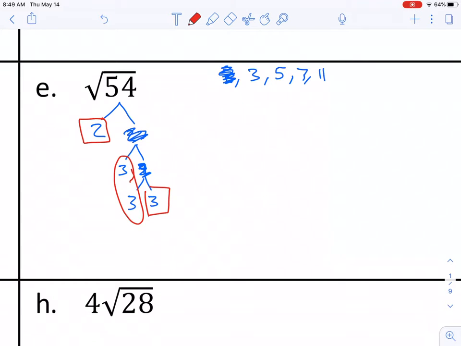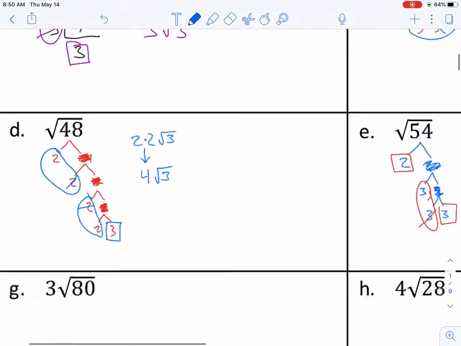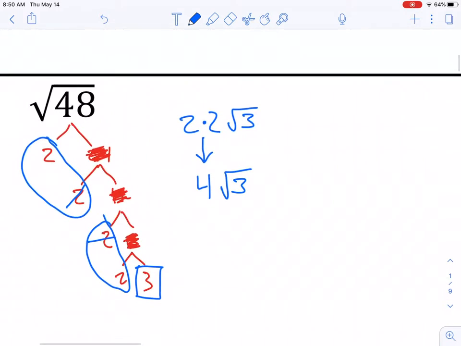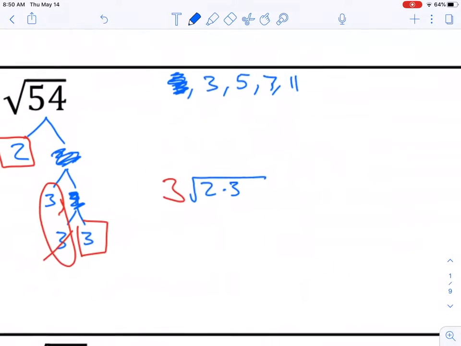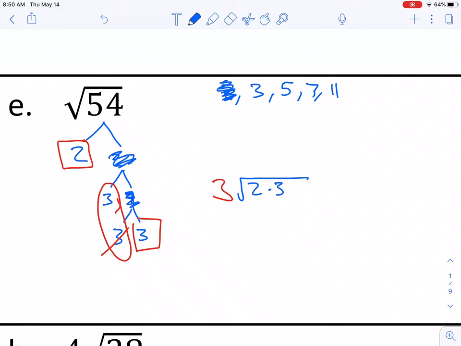Of the ones that I circled together, one of them is coming outside. Of the 2 that I boxed, 2 and 3 are going back inside. And anything that goes together with another number is multiplying back up. So on the outside here, we had 2 and 2. Those multiplied back up. In here we have 2 and 3. Those multiply back up to leave us with 3 square root 6.